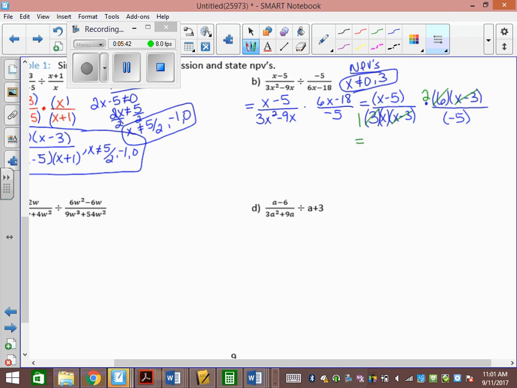And I usually write the monomial first. So I'm going to write 2 times x minus 5. And then on the bottom, I have x and minus 5. So I can combine them to x minus 5 and cancel them off.